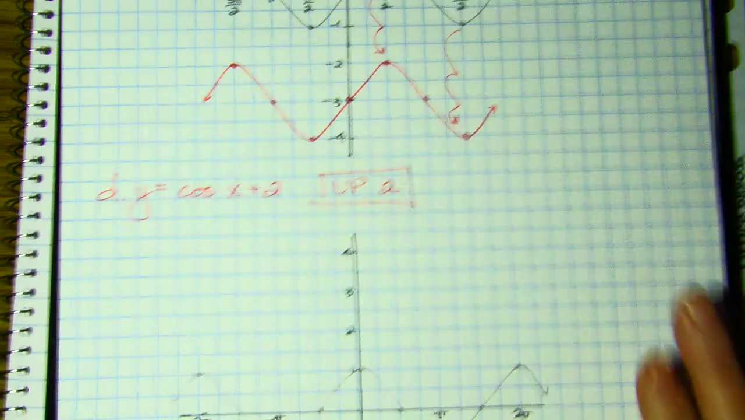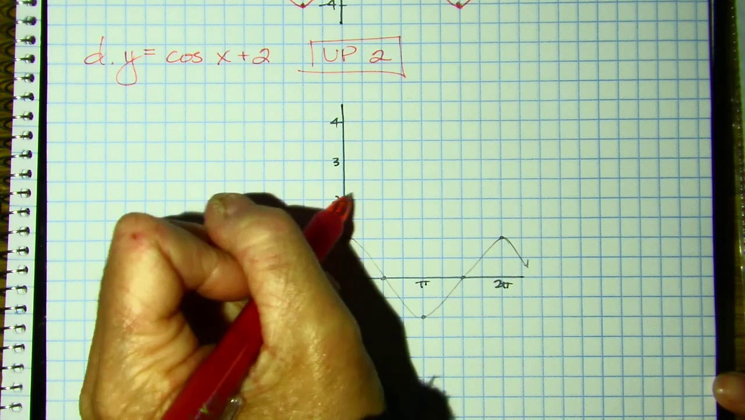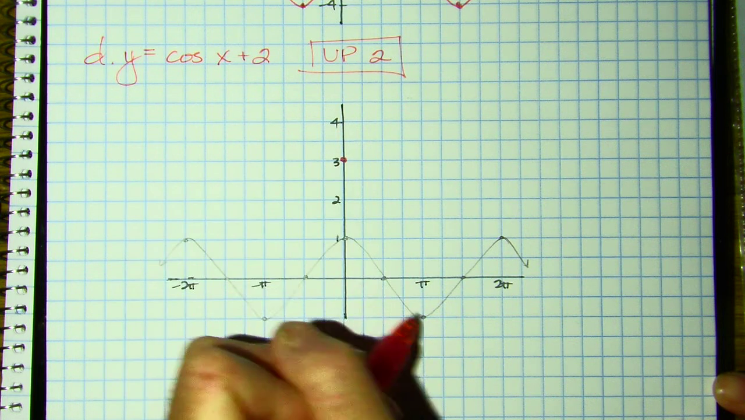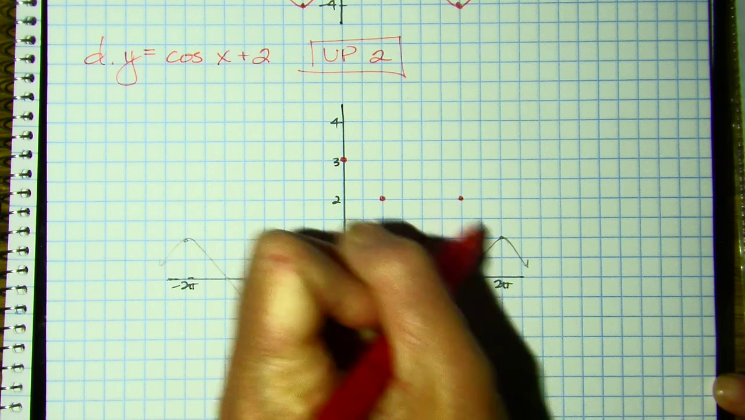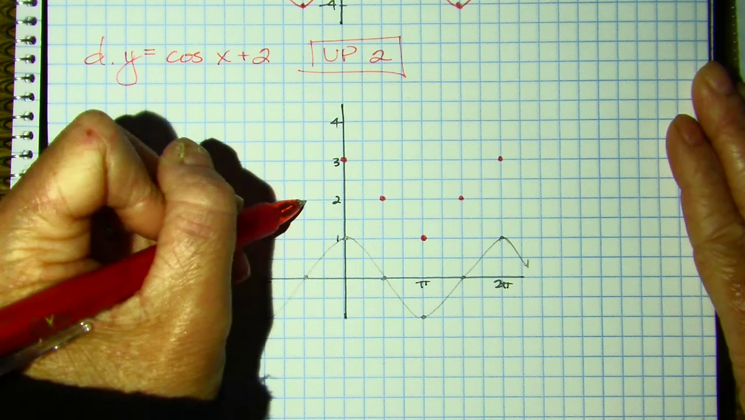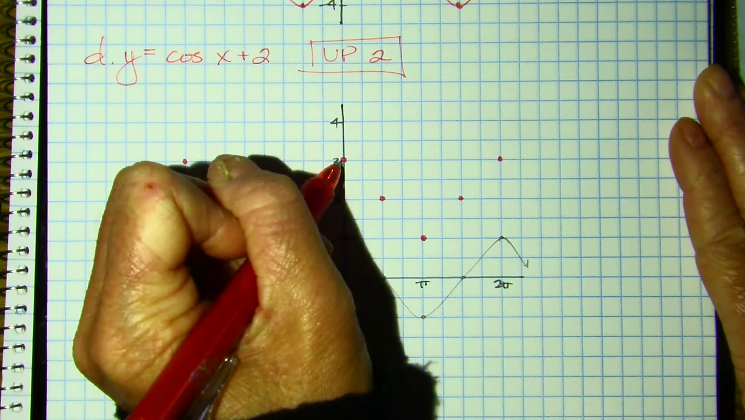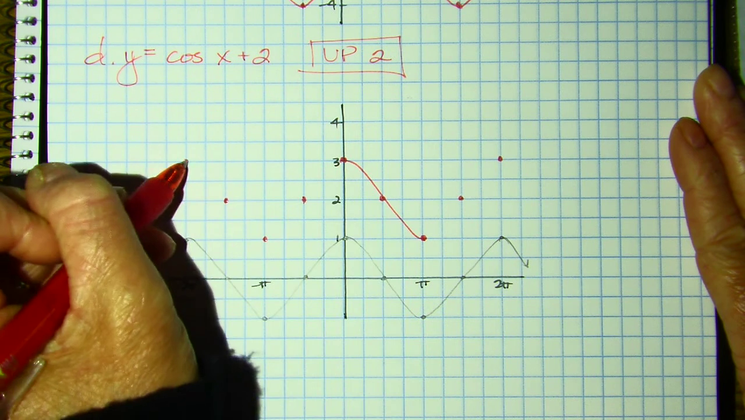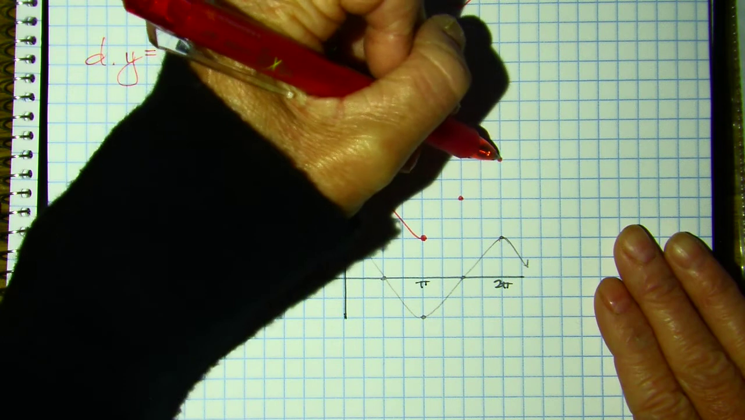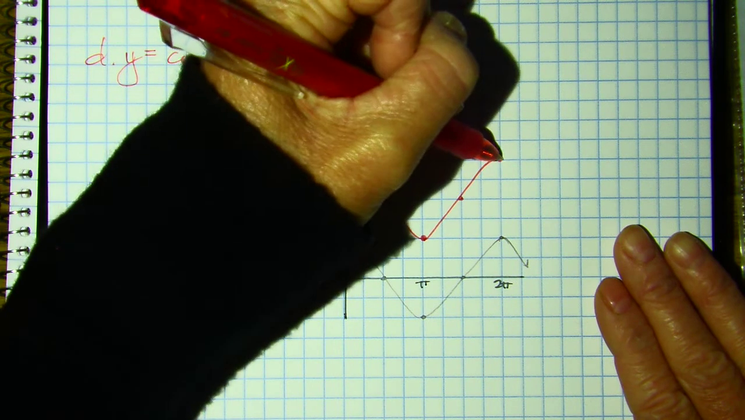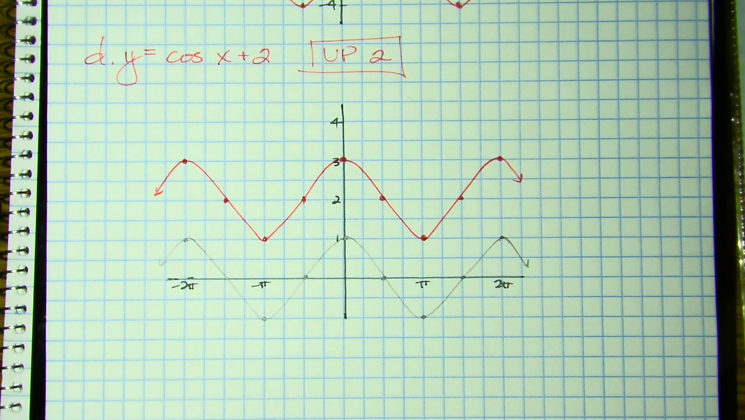But I'm going to shift each of these up to the 2. So this would go up 1, 2, up 1, 2, up 1, 2. Keeping in mind our spacing. You could also use Desmos, and then you'll start to see a pattern. And so here is my graph. How pretty is that? All right, next one.